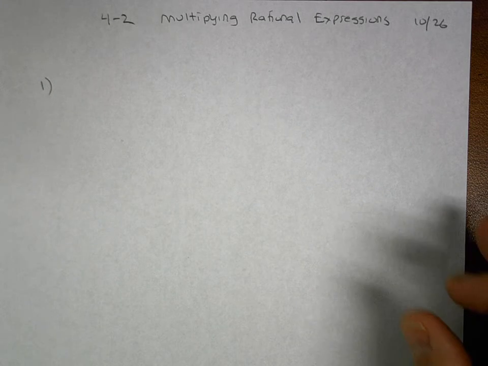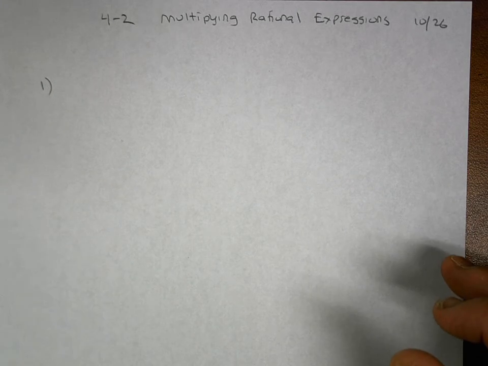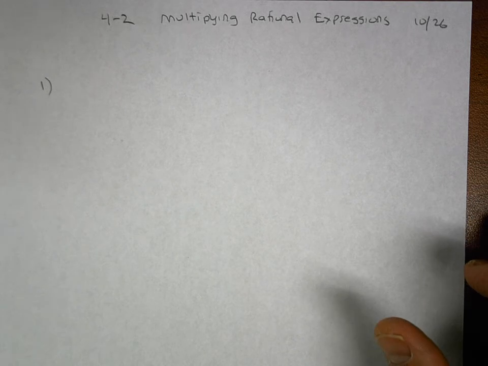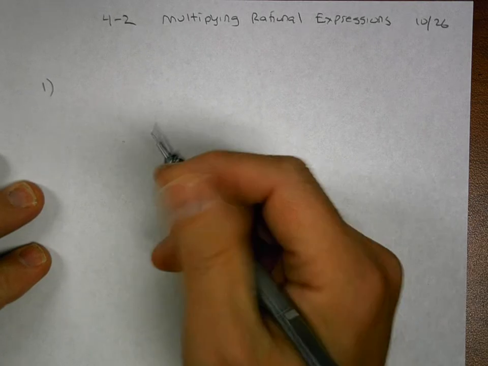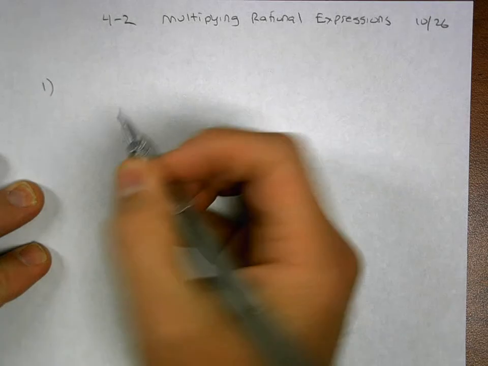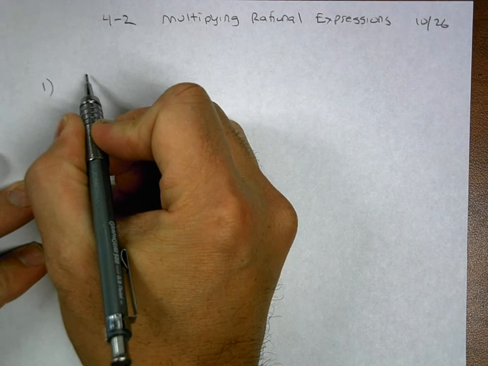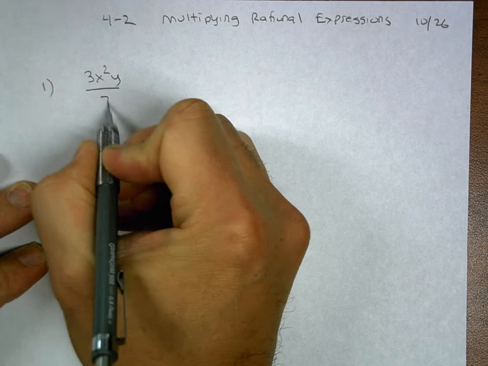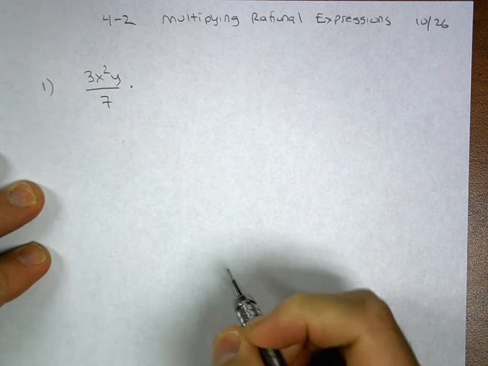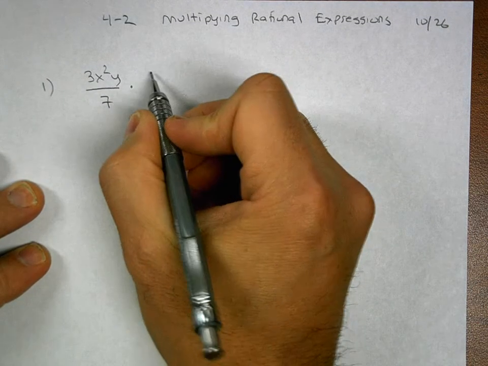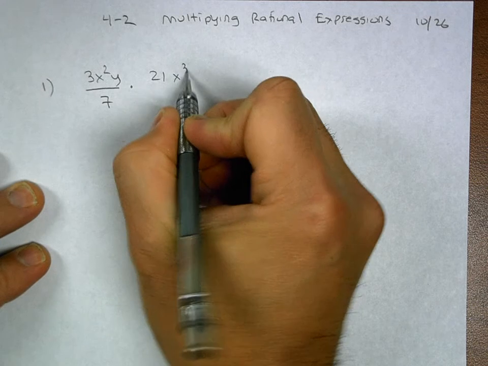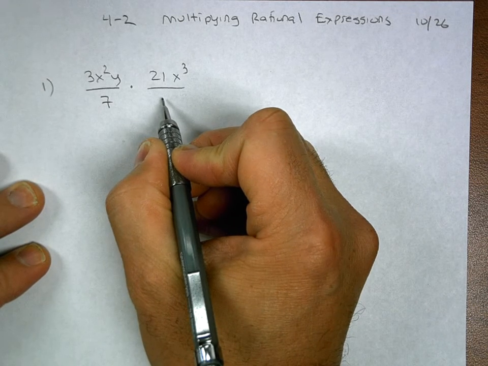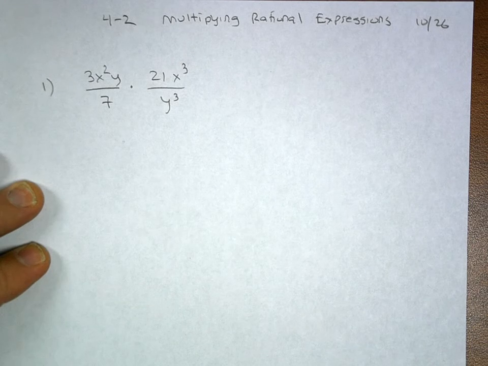Okay, in this section we're just multiplying rational expressions and then also reducing. So we'll look at maybe 4 examples here. Okay, so number 1, let's multiply 3x squared y over 7 times 21x cubed over y cubed.